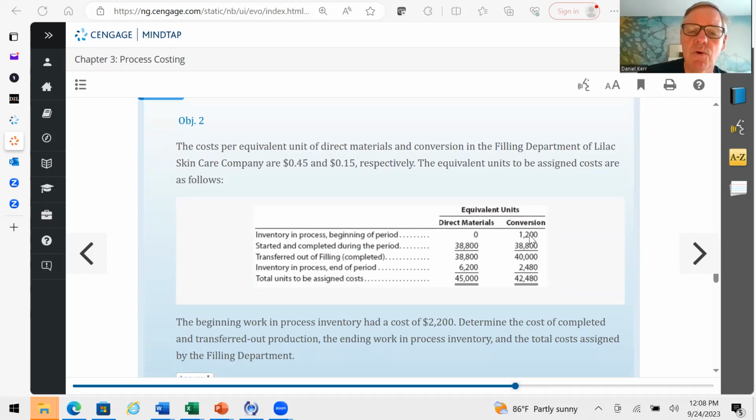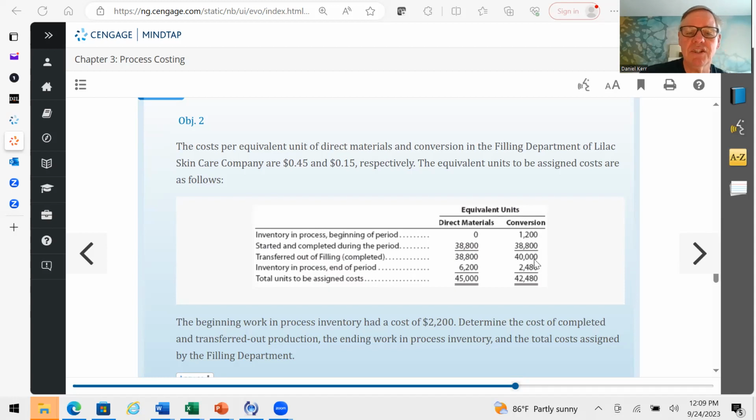But they told us there were 1,200 units for conversion costs there. So that was the additional conversion costs that were necessary to get the beginning inventory ready to go into production. Then we had the started and completed this period. And then we've got the units transferred out, stuff that was actually transferred to the other department. So 38,800 materials and conversion costs are 40,000.